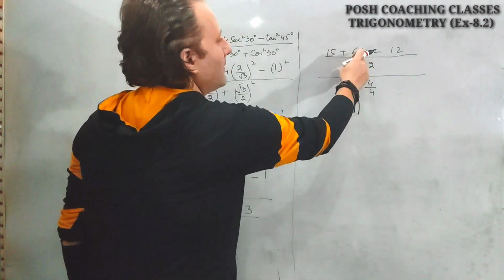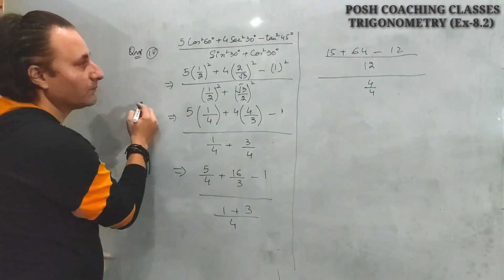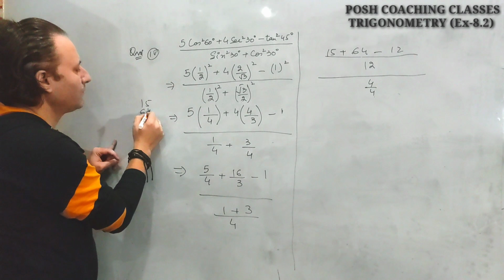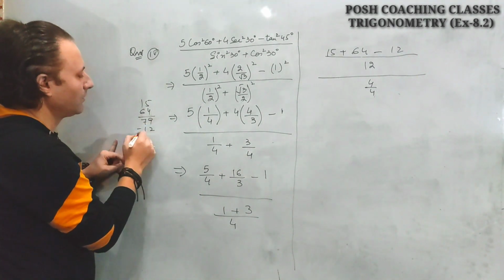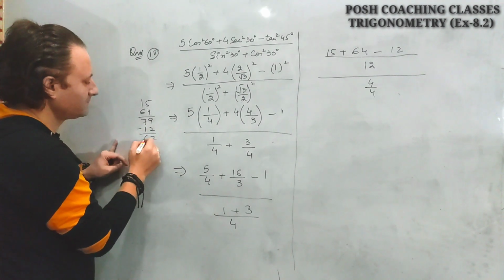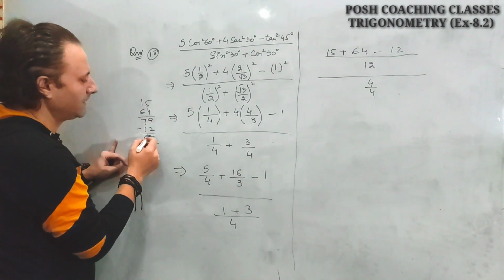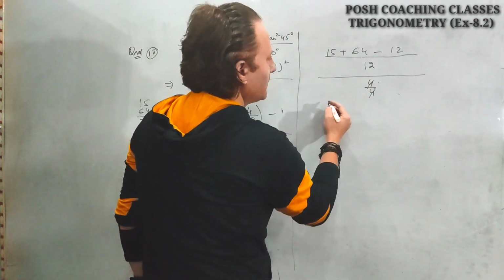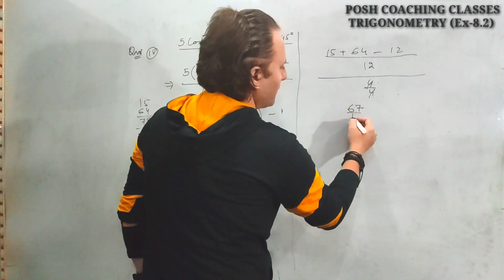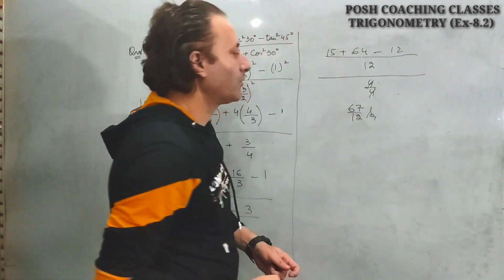Now I have to add this and then take that off. So 15 and 64, 9, 7, that is 79. Take the 12 off. So we have 7, 9 minus 2 is 7, 7 minus 1 is 6. So we have 67. This is anyways gone. So this is 67 upon 12. So that's what our answer is.